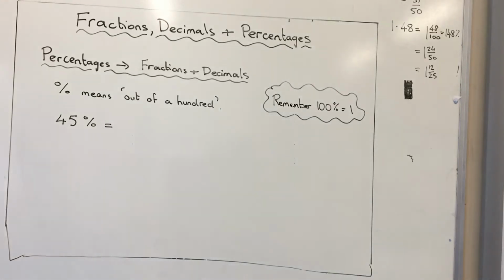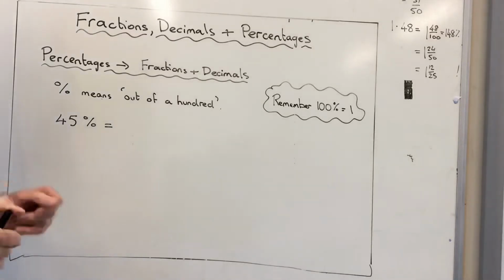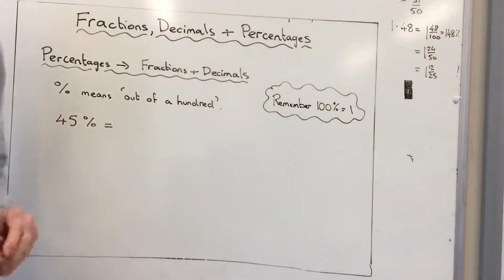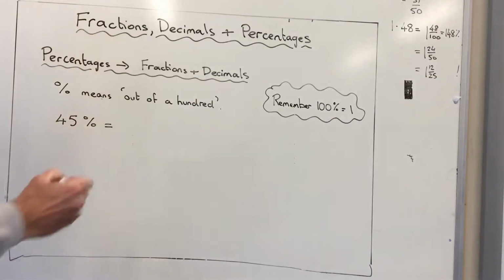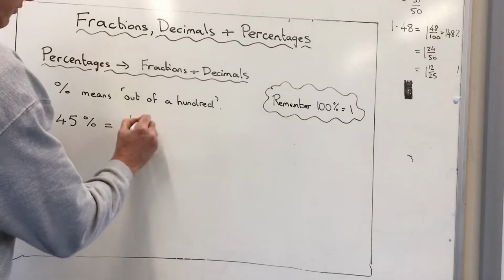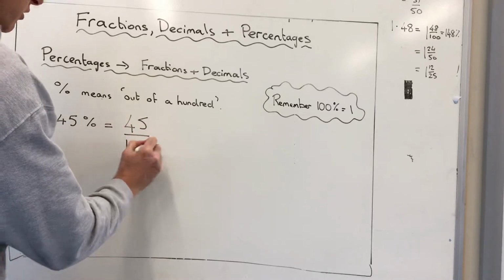Okay, hi. Our next stage of fractions, decimals and percentages is percentages to fractions and decimals. I think this is the most straightforward of all of the conversions. All you've got to remember is percent means out of 100. So 45% simply means 45 over 100.